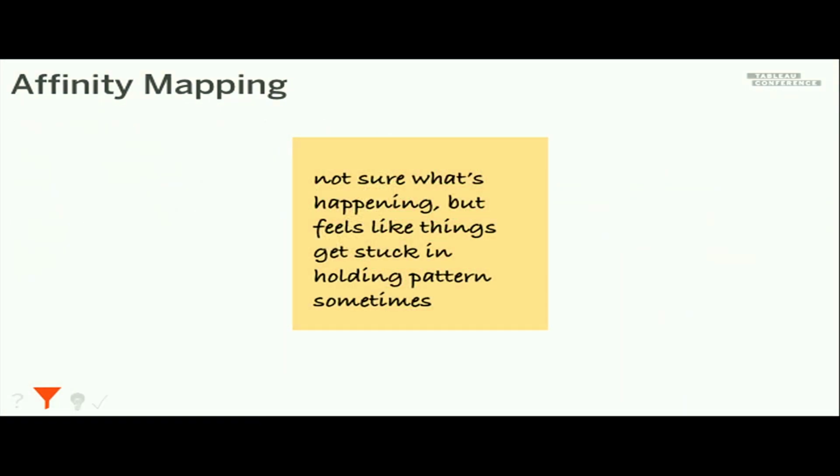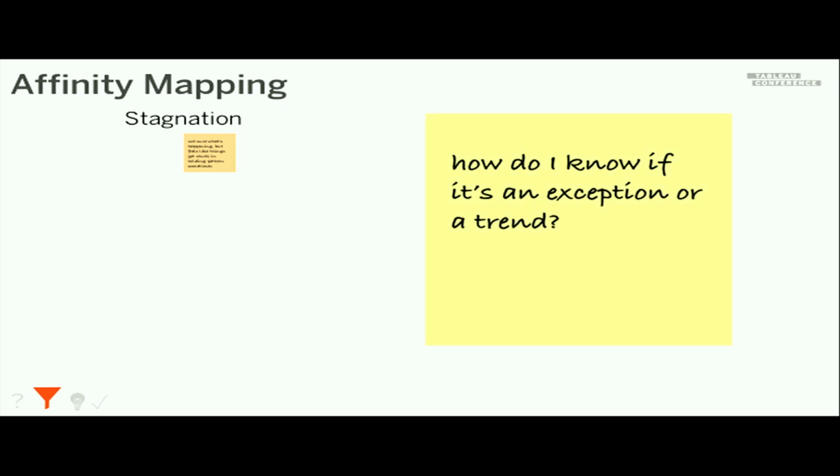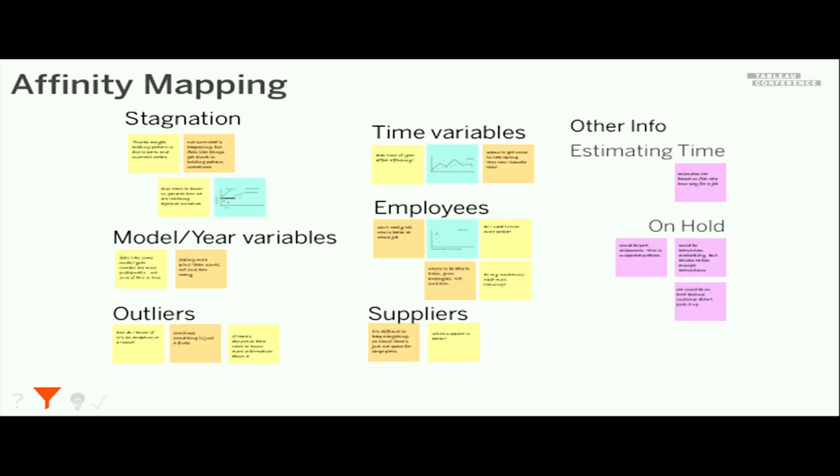This is an example of a note that I took from my conversation with John, and you can see here it's pretty stream of consciousness. That's totally fine. And I don't have any categories yet, so I'm going to give this a category. This one kind of seems like it's about jobs stagnating, so I'll give it a header, stagnation. And then I'm going to pull up another note. This one doesn't seem like it belongs in stagnation to me. It seems more like it's about looking for outliers in the data, so I'll make a new category, outliers. And I'm going to continue doing this until all of my notes are up on the board and organized.